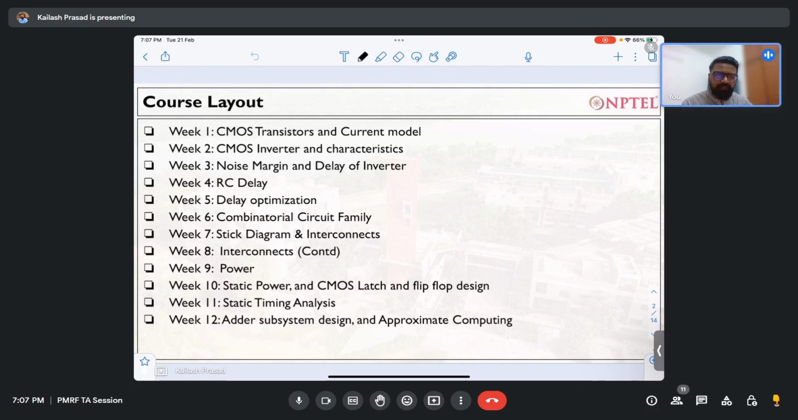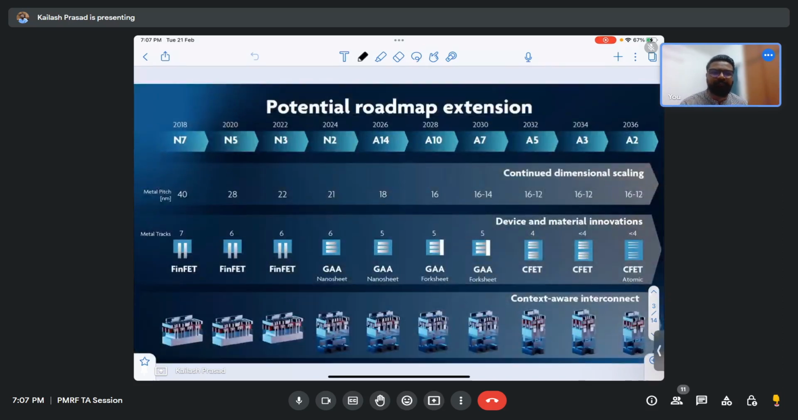But before starting that, I wanted to show you a couple of slides recently presented at various top conferences like IEDM, IMEC, or IRPS. This is a potential roadmap extension presented by IMEC. IMEC is one of the leading research institutes in the VLSI domain, based in Belgium. They are forecasting how our transistors will look 10 or 15 years down the line.